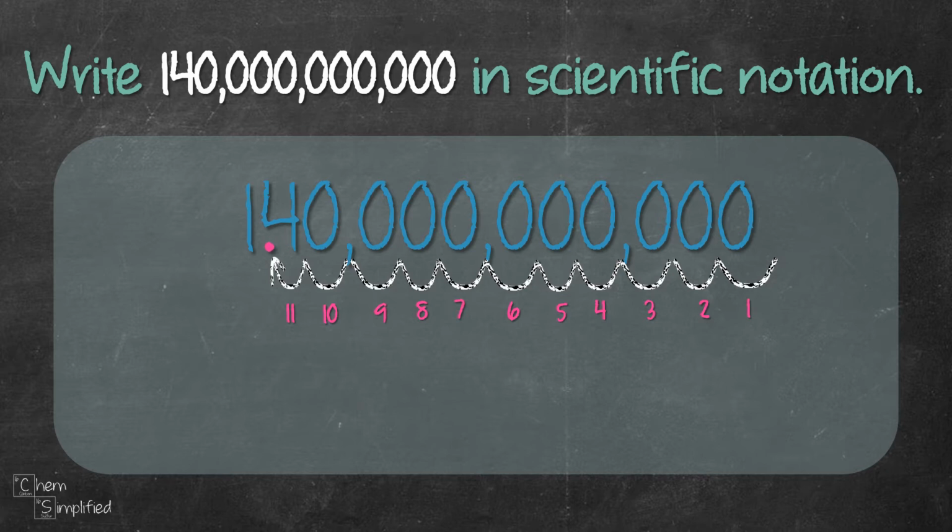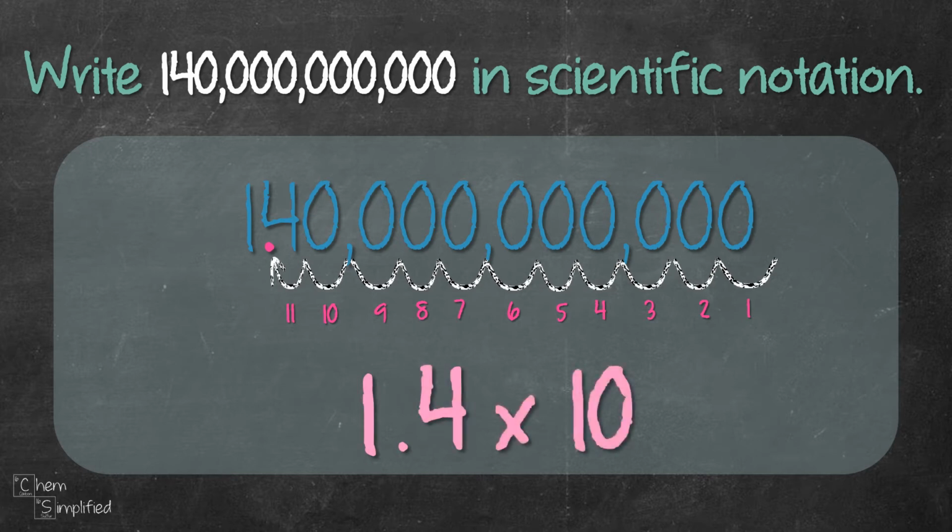So we write 1.4 times 10 to the power of 11. It's 11 because we move 11 steps, and it's positive because we move to the left. The exponent is positive when the number is greater than 1. In this case, 140 followed by 9 more zeros is definitely greater than 1.